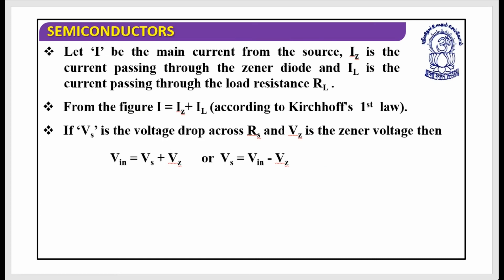Let's understand that I is the main current from the source, IZ is the current passing through the Zener diode, and IL is the load current that passes through the load resistance RL. Then according to KVL, I equals IZ plus IL, and if Vs is the voltage drop across RS and Vz is the Zener voltage, then Vin equals Vs plus Vz, or Vs equals Vin minus Vz.